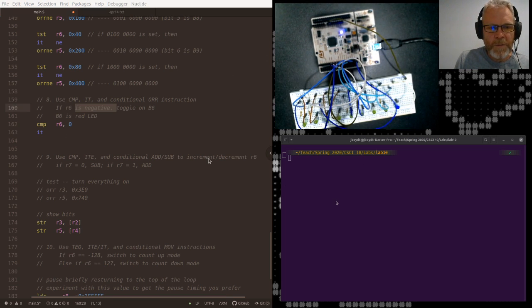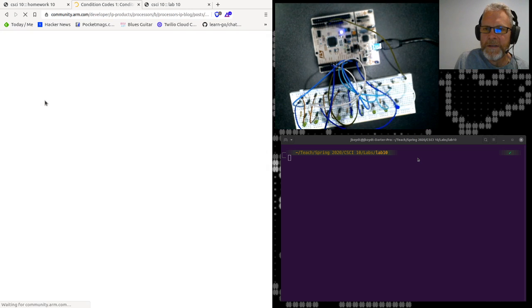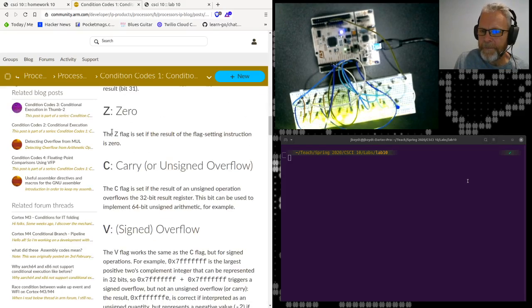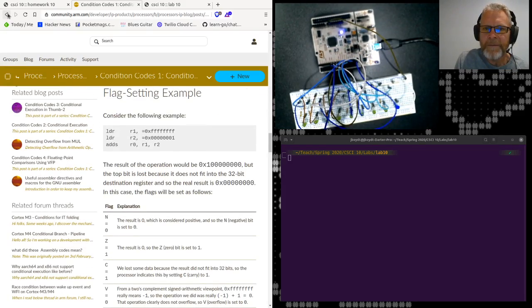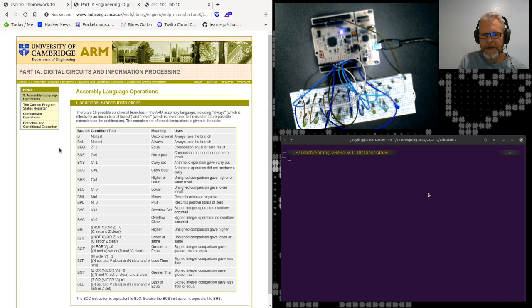Okay, so now this is where I dropped a second ago. I turned on the browser and I started to try to load homework 9, because homework 9 has a link to conditional branches and conditional branch instructions and condition codes. So let me see, I think it's the condition codes one that's the most adjustable. No, I don't like that one. Let's try conditional branch instructions number 5. Yeah, this is the one that I want.